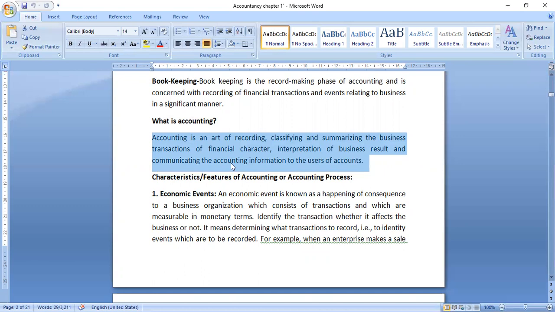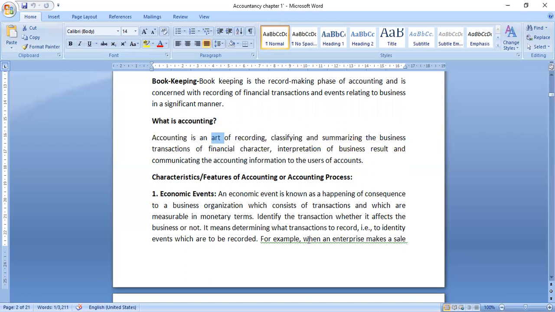Before that, you can see here there is a term art. Art means applicability of the knowledge, whatever you got. Applicability of the knowledge is called art. But how you will get the knowledge? That is a part of science. So the learning process is a science, and applicability of the knowledge is called art. So we can see accounting is a science as well as an art.